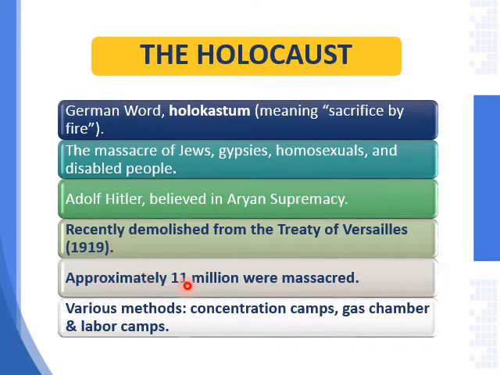Approximately 11 million people were massacred during the Holocaust. Among the various methods they used to massacre people, we can mention the concentration camps, the gas chambers, and the labor camps.